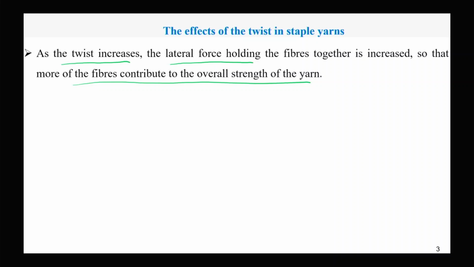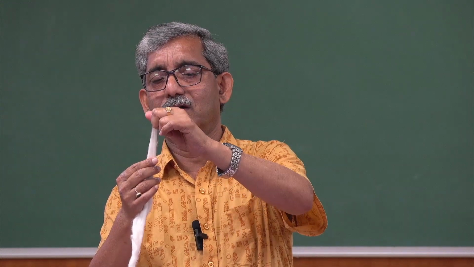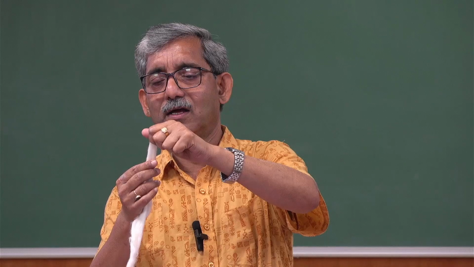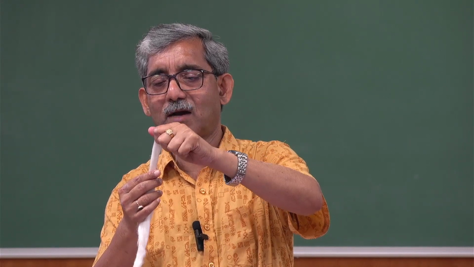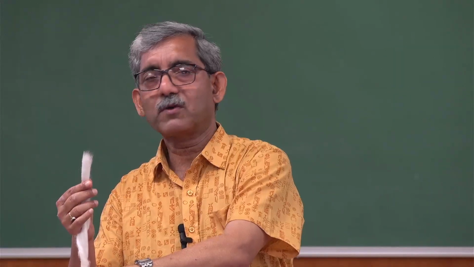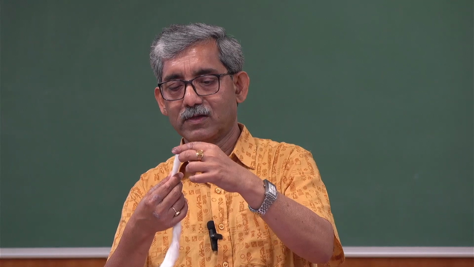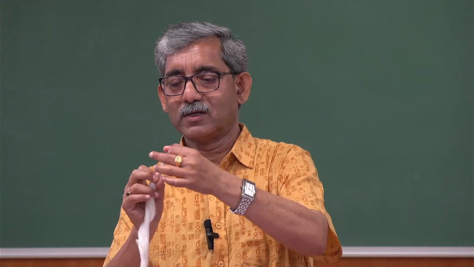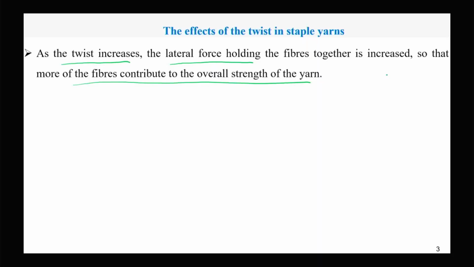Like in case of this sliver, if you see there is no twist. When we apply any tensile force, the fibers simply come out, because of the absence of the lateral force. The fibers are coming out. So when we apply the twist, what happens here?